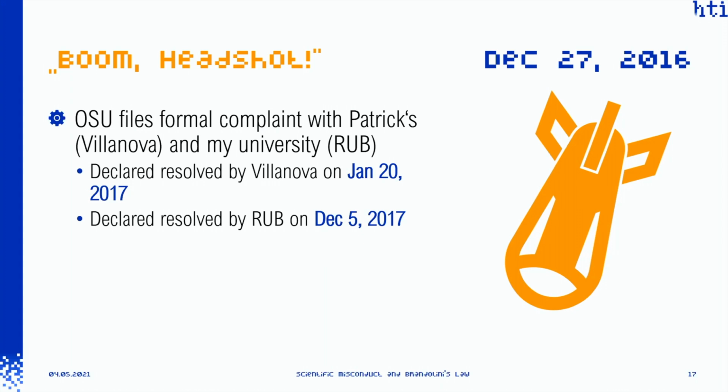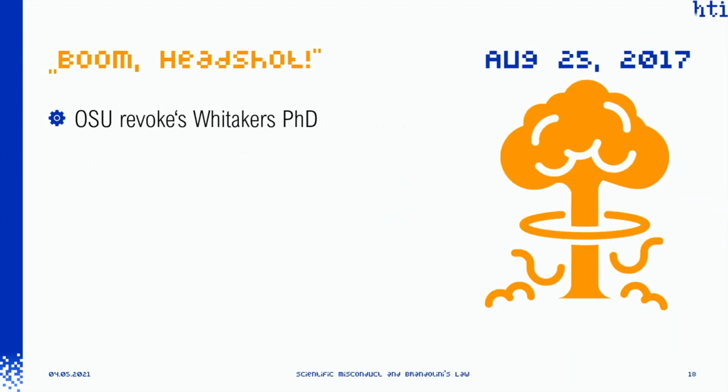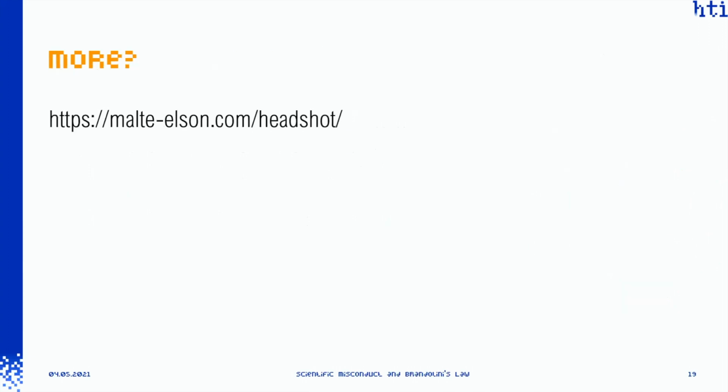And then Villanova, Patrick's university, declares this complaint resolved in January. So a month later. My university takes a whole year to say that, yeah, there's nothing there, which was a stressful time for me. And then in August 2017, they revoked the first author's PhD. Again, nothing has really happened to the senior author. And that's where I'll stop for now on this case. If you want to know more about this, I put online a detailed timeline of these events that you can check out if you like.